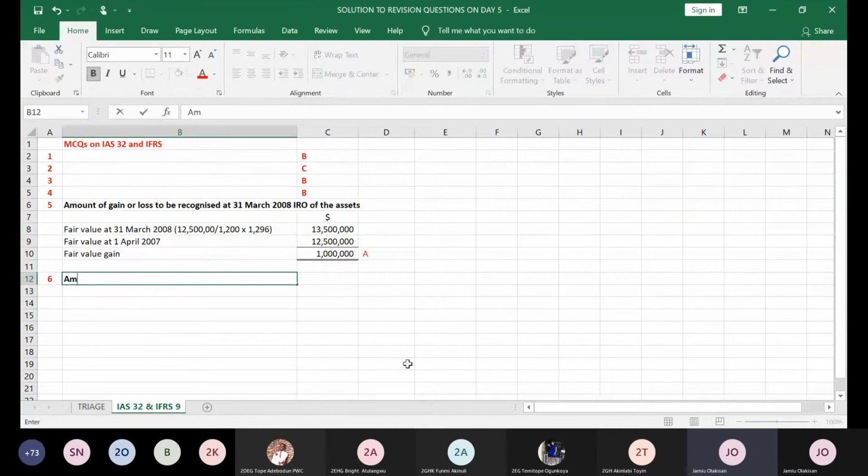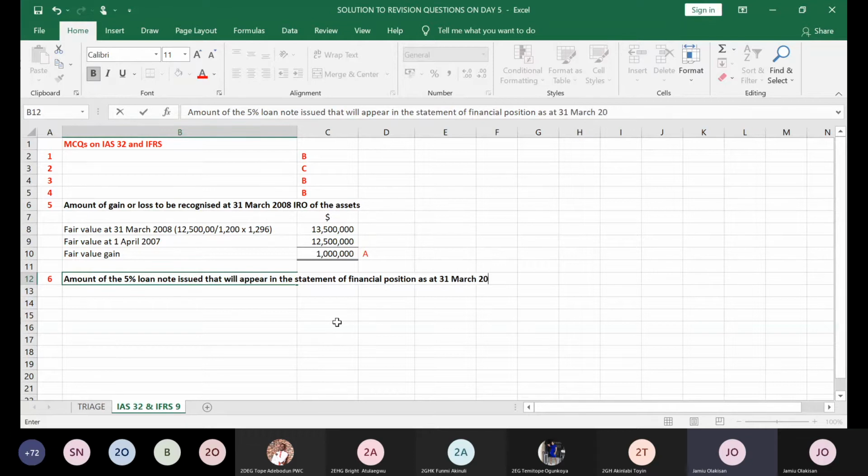So I will go ahead and say: amount of the 5% loan note issued that will appear in the statement of financial position as at 31 March 2012.